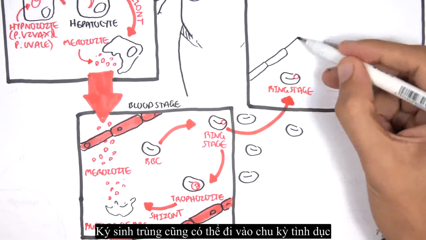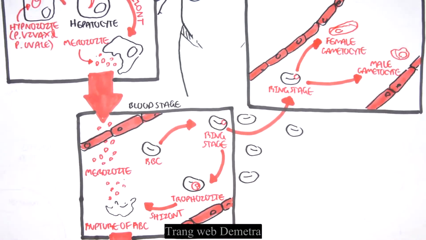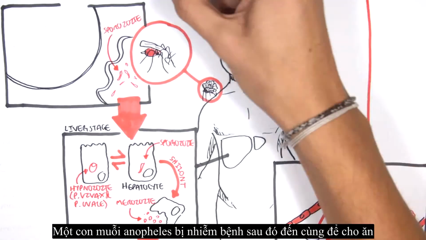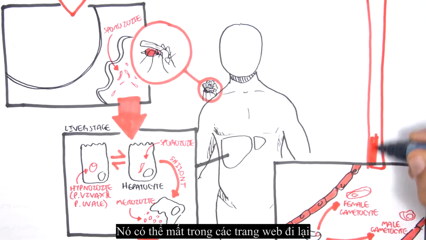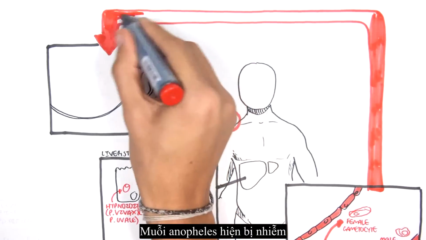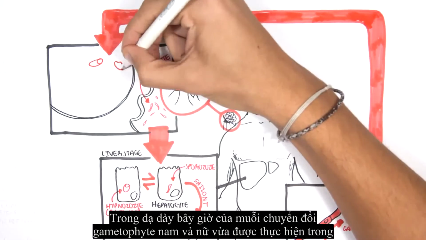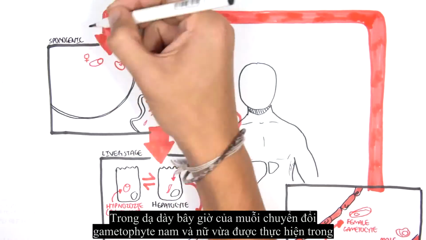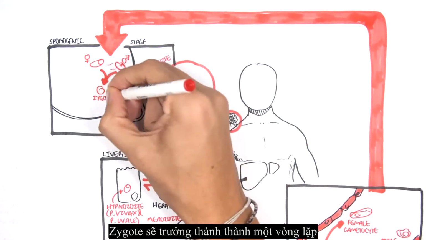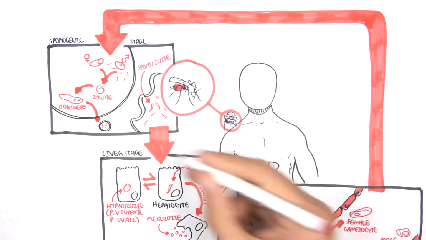Now, going back to the ring stage of the parasite's life cycle, which is in the red blood cells, the parasite can also enter a sexual cycle where it can become a female or male gametocyte. When a new uninfected Anopheles mosquito comes along for feeding, it can take in these gametocytes. The gametocytes will enter the mosquito's stomach, and the mosquito is now infected with the parasite. In the stomach, the male and female gametocytes can form a zygote. The zygote will mature into an ookinete, then be released by the stomach as an oocyst.